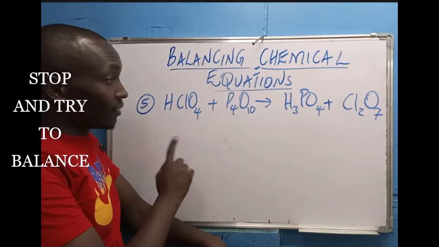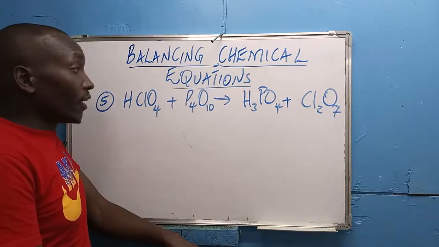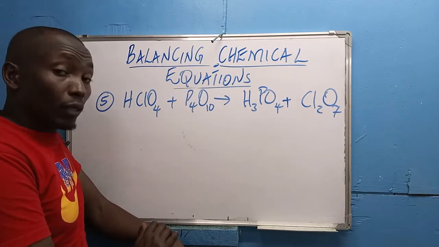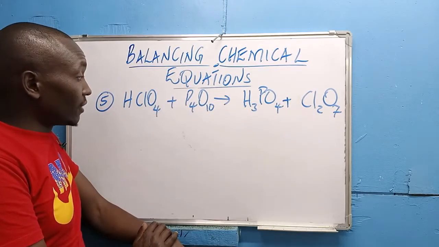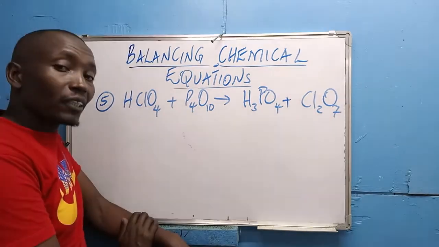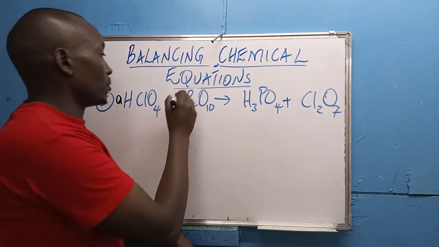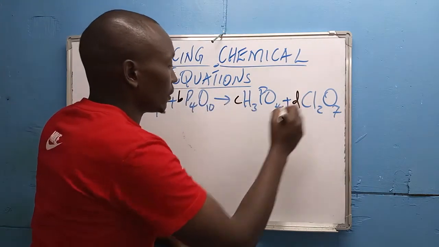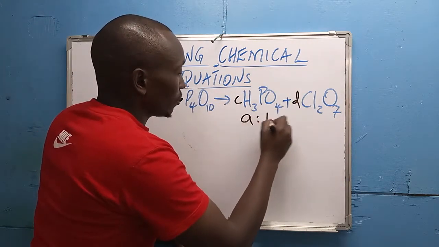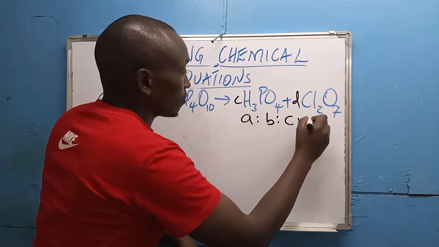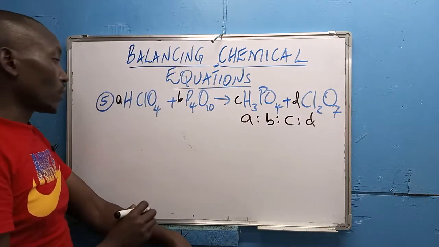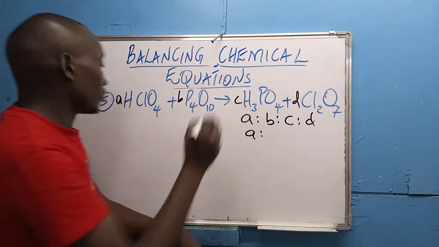Okay, this is the next equation. Kindly stop the video and try to balance. The next example of a chemical equation that we wish to balance is what I have. As usual, I can attach A, B, C, and D. My aim again is to establish that simple ratio. A remains to be A.